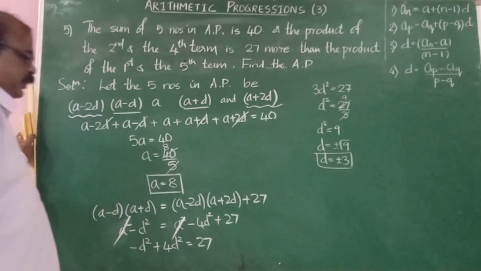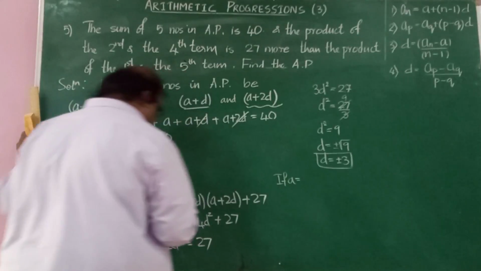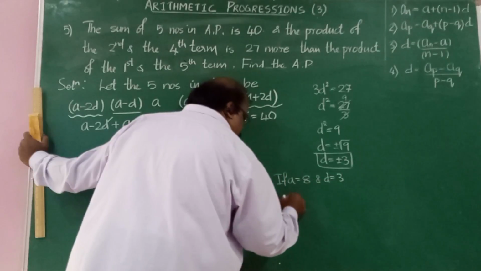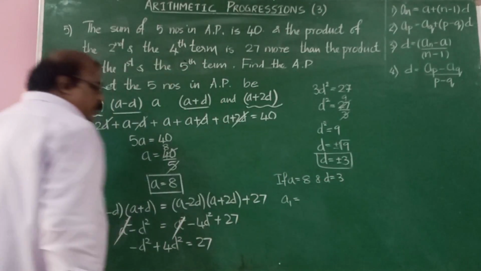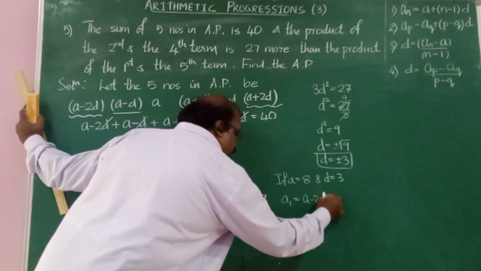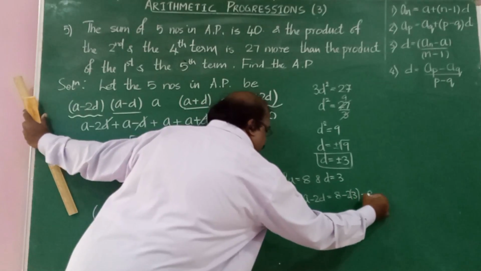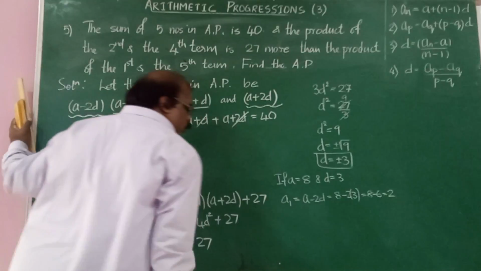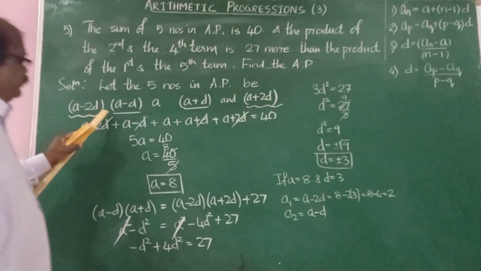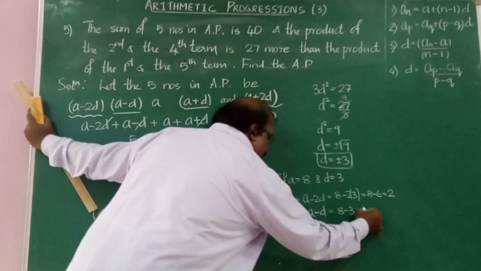So the first condition, if I assume A to be 8 and D to be plus 3, then what is your first term? Your first term is A minus 2D. What is that A minus 2D? 8 minus 2 into 3. So it is 8 minus 6, 2. What would be your second term? Your second term is A minus D. That is 8 minus 3, 5.